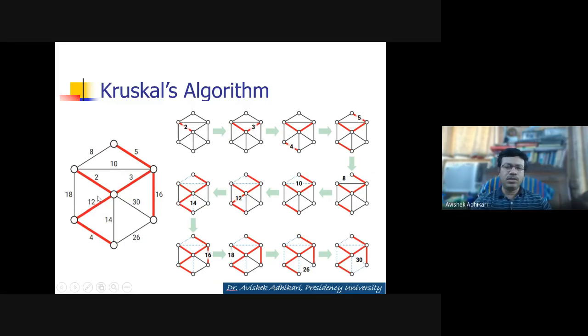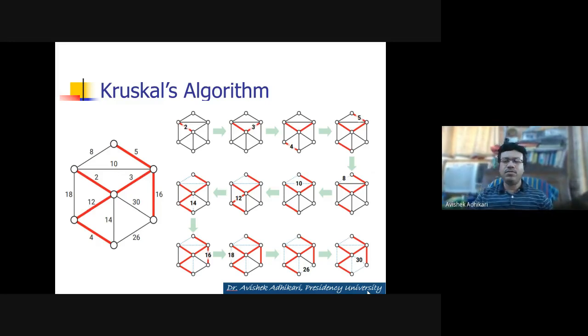So you start with this 12, and it's already taken. Then the minimum is 14, but you cannot take 14, right? It's already taken. So after 14, you might have 16. Yes, 16. So you can take 16. And then you have 18. You cannot take 18, or 26 as well. So I think it's already done.